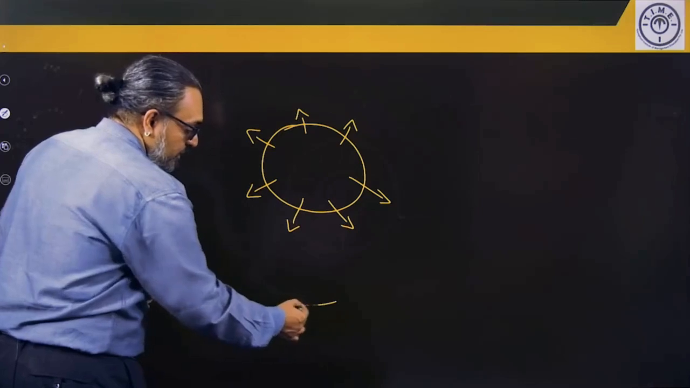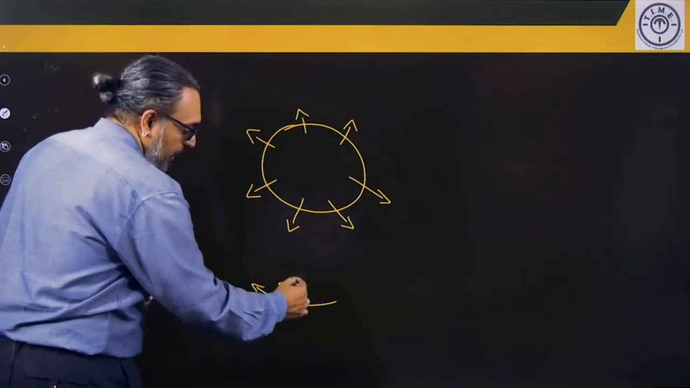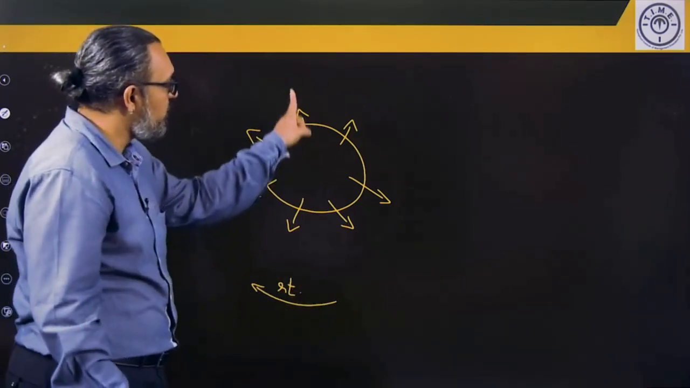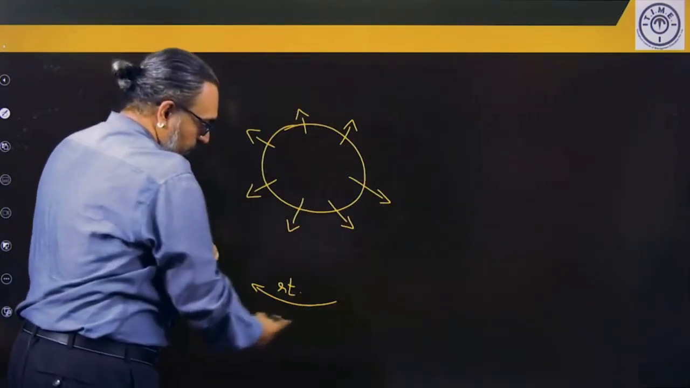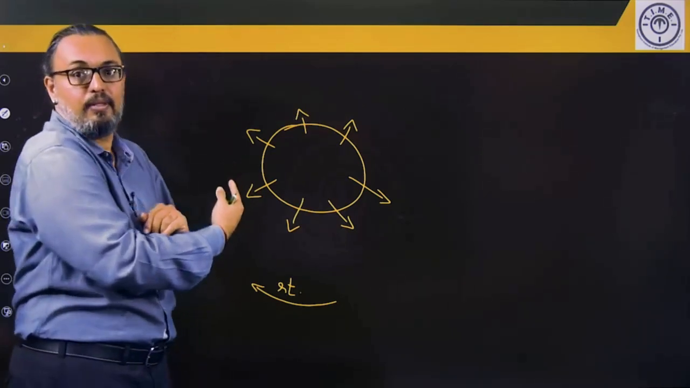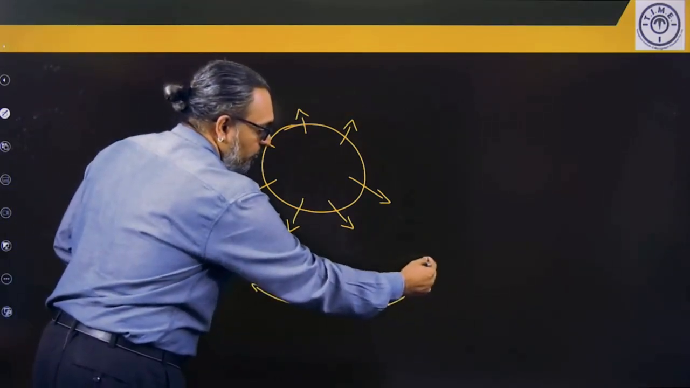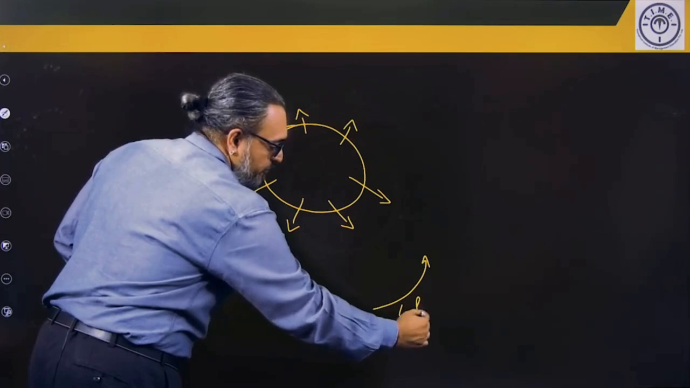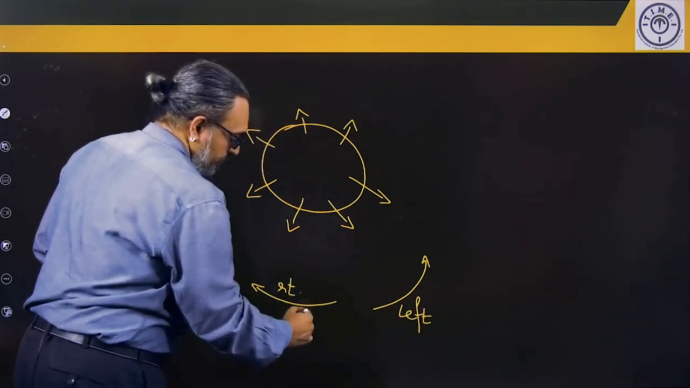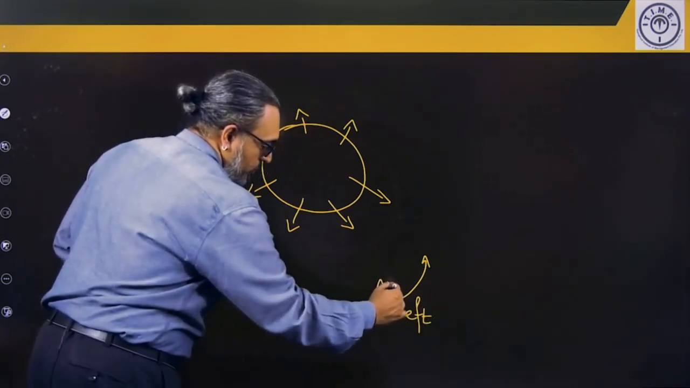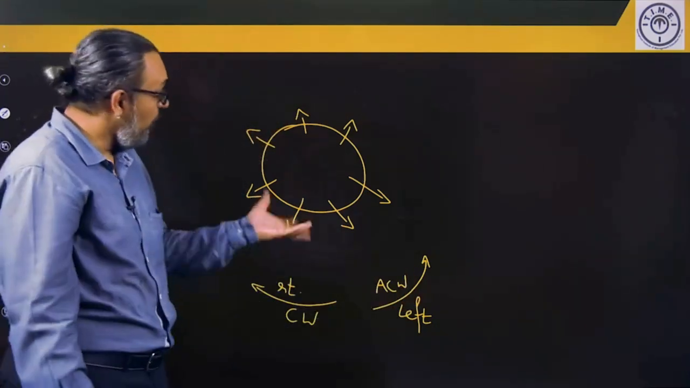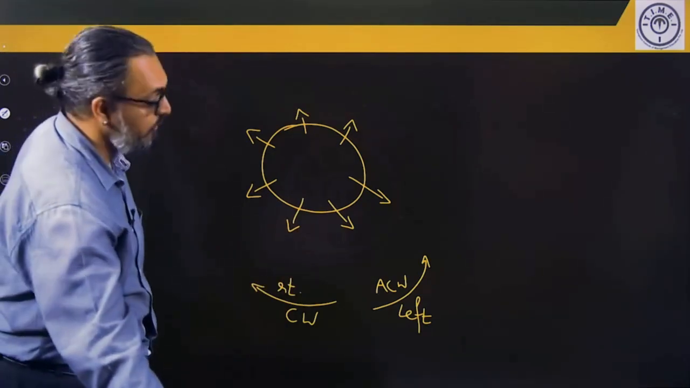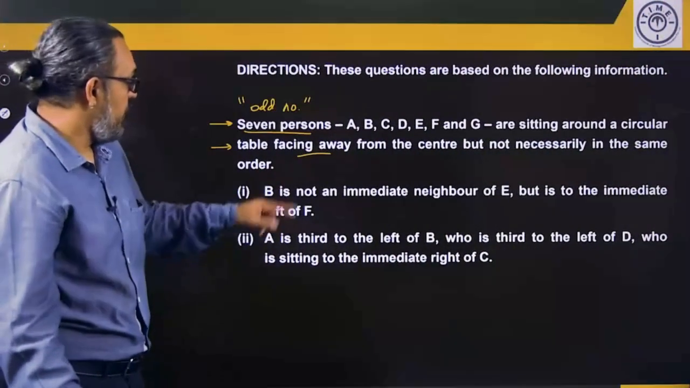When they are facing away from the center, you have to consider clockwise direction as the right side. Imagine yourself seated here. Which is your right side? This is your right side. So, clockwise direction is identified as the right side, and the anti-clockwise direction will be identified as the left side. That is how we have to remember the directions for away from the center.